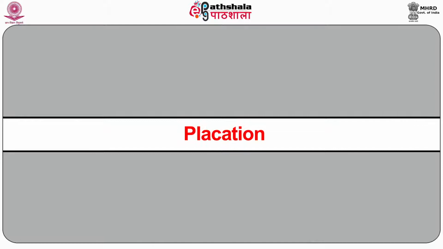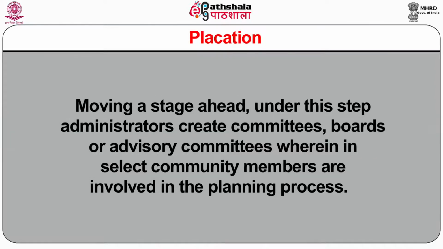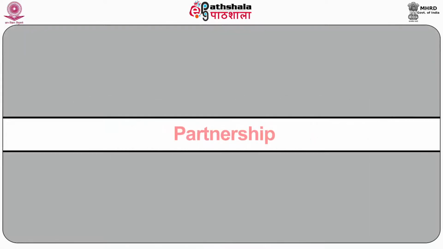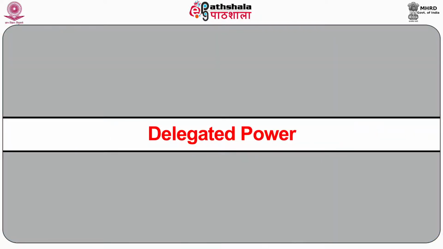Then the next one is placation. Moving a stage ahead, under this step, administrators create committees, boards or advisory committees wherein select community members are involved in the planning process. The next one is the partnership. In this stage, the power is redistributed wherein the administrators and community members agree to share planning and decision making responsibilities.